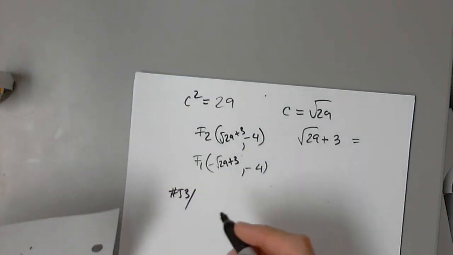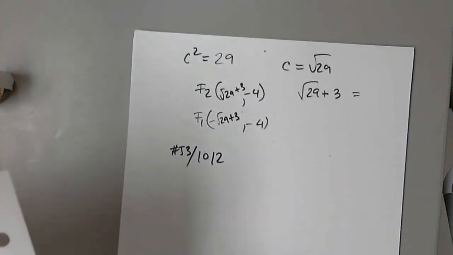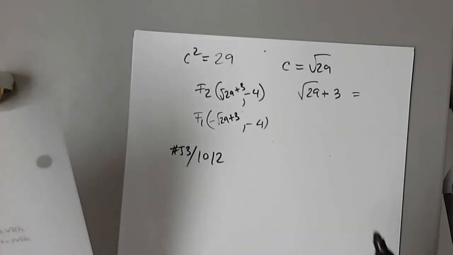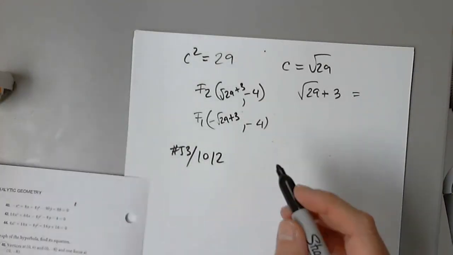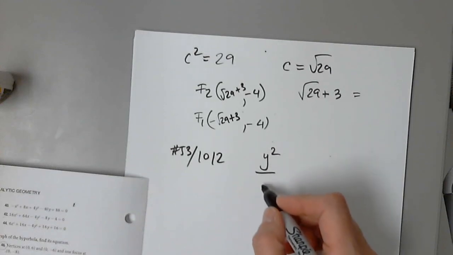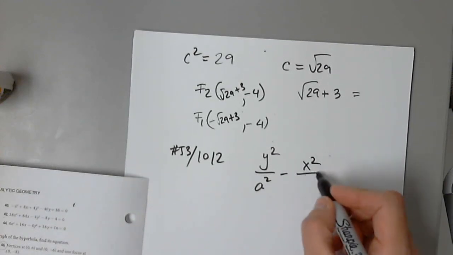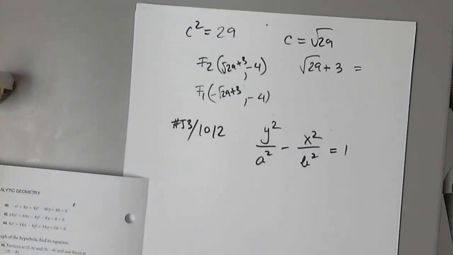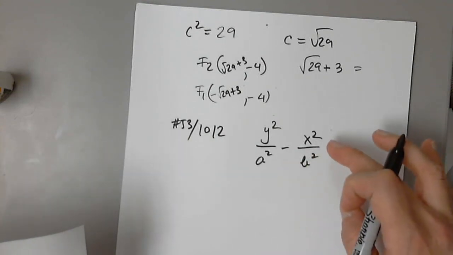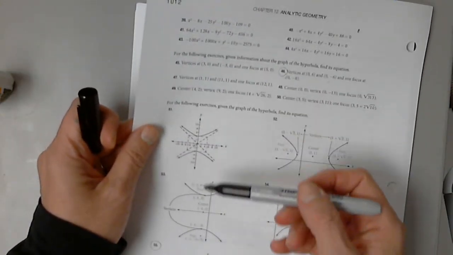And 53 on page 1012. Okay, so we know that it's going to be y squared over a squared minus x squared over b squared equals 1. Negative in front of x means it's on the vertical.